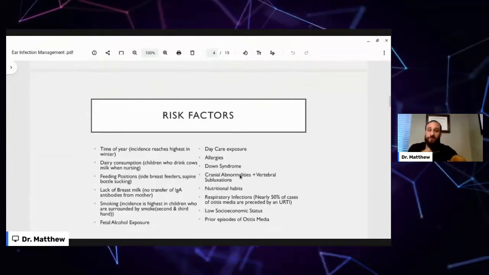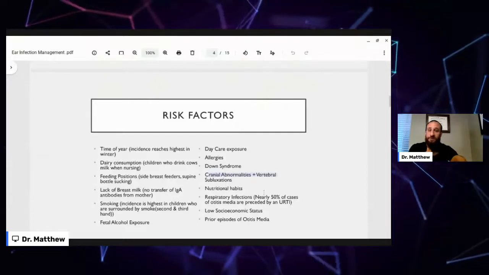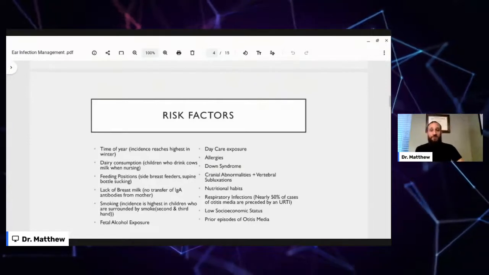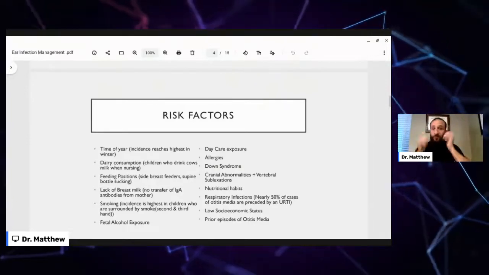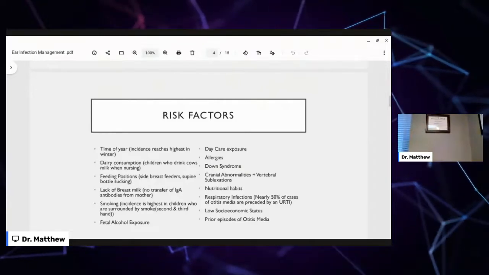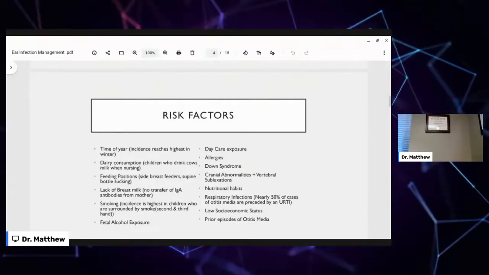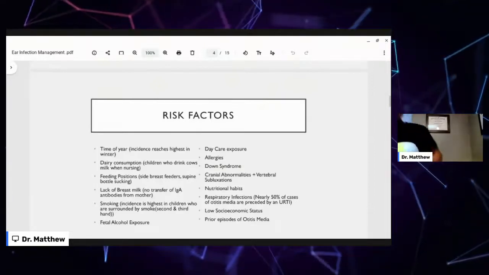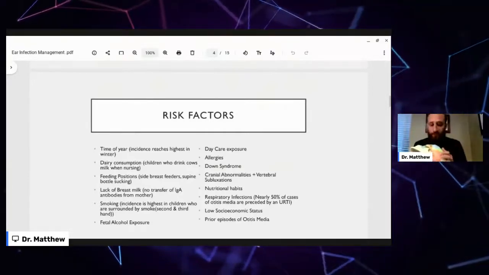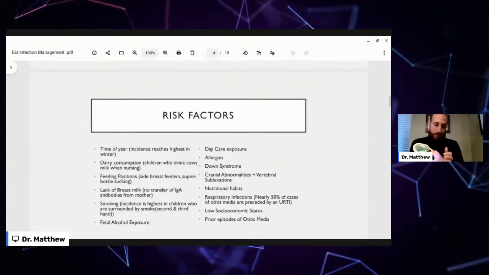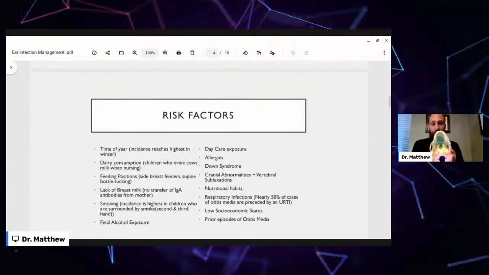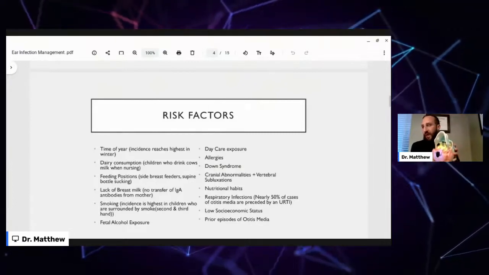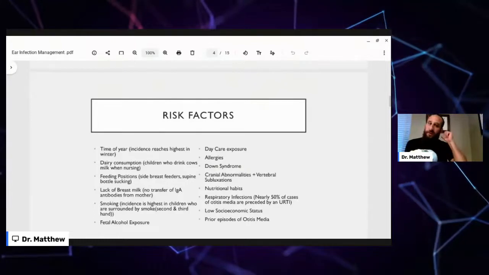Cranial abnormalities and vertebral subluxation. So this is really what I'm looking for. When I look at individuals that have ear infections, I'm looking at the cranium, so the bones of the head. I'm looking at the temporal bone, the occiput, and the sphenoid. I'm looking at all three of these bones to see how they're moving with one another, because any tension pattern within these bones can pull on the ear and on the temporal bone.